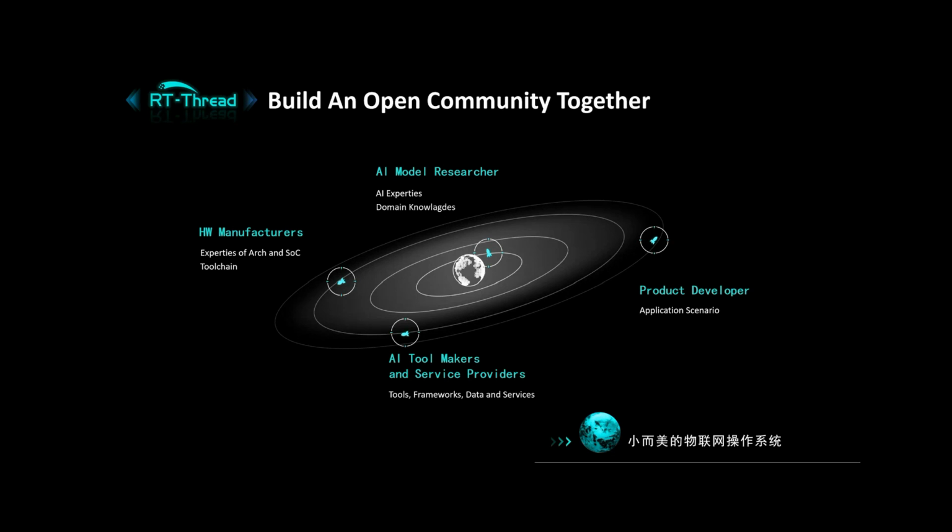And of course, we need to bring the hardware manufacturers onto this platform. They are experts in their architecture and their SoC, their accelerated processors, and they also provide optimized toolchains for their platforms, which they can sell, along with hardware, to the whole ecosystem. The whole ecosystem can benefit from their expertise. And we can also involve the AI tool makers and service providers. They can provide tools, all kinds of frameworks, and data as a product, or dataset creation as a service, and all kinds of services we need. We can put it together.